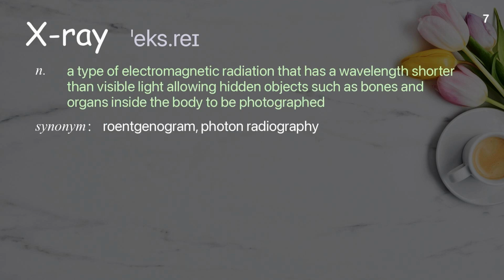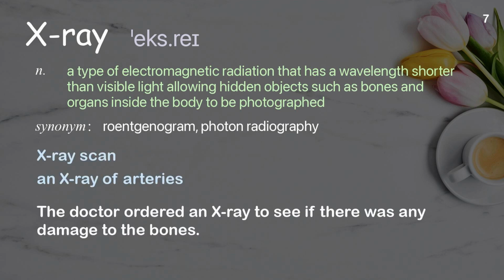X-ray. A type of electromagnetic radiation that has a wavelength shorter than visible light, allowing hidden objects such as bones and organs inside the body to be photographed. Examples: X-ray scan. An X-ray of arteries. The doctor ordered an X-ray to see if there was any damage to the bones.